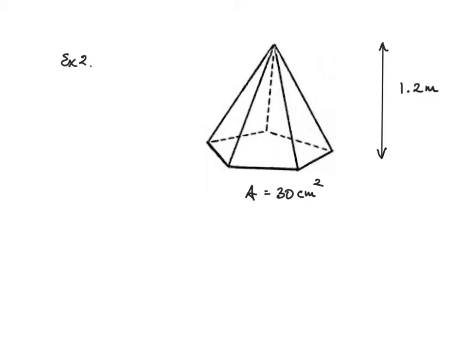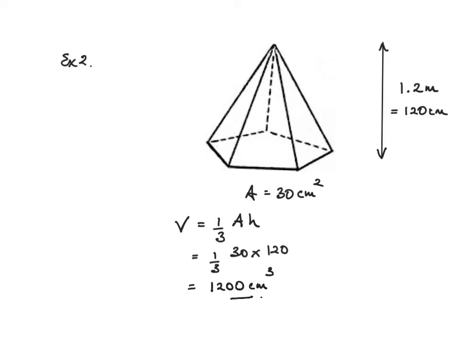So what I'm going to do is to change this to 120 centimetres. And volume equals 1/3 of the area of the base times the height, so it's 1/3 of 30 times 120. We could probably do this without a calculator, so 1/3 of 30 is 10. 10 times 120 is 1200 centimetres squared, centimetres cubed.